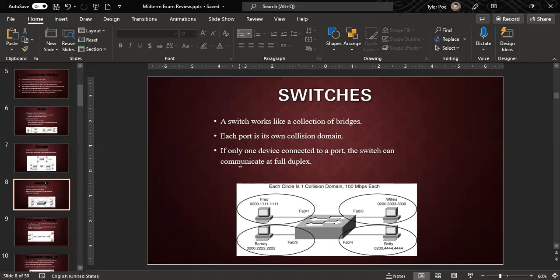So all you really need to know about that, I don't think we really test on this duplex stuff much, but just know that switches basically break up devices into multiple collision domains. Each port on a switch is its own collision domain. However, the switch as a whole, and also multiple switches connected together, make up one broadcast domain. So switches do not break up broadcast domains. The only exception to that rule is VLANs.